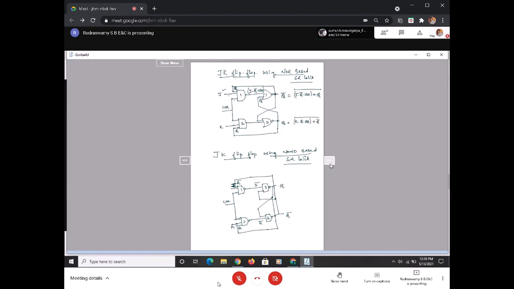So tell me, these two expressions are in what form? Sum of product. These two, the Q bar and Q expressions, are in what form? AOI, that is nothing but what? Sum of product complement. Complement of SOP is this one. Is that clear? Similarly, I get the other thing now.